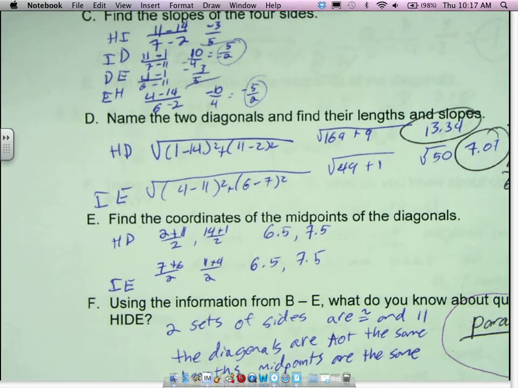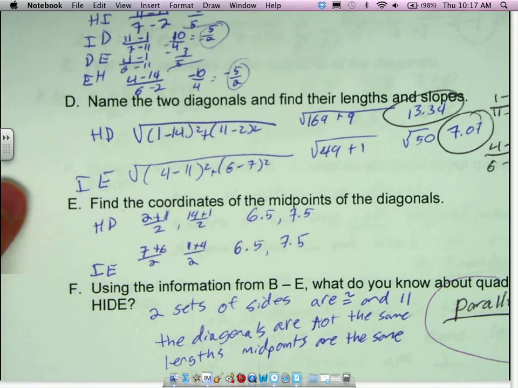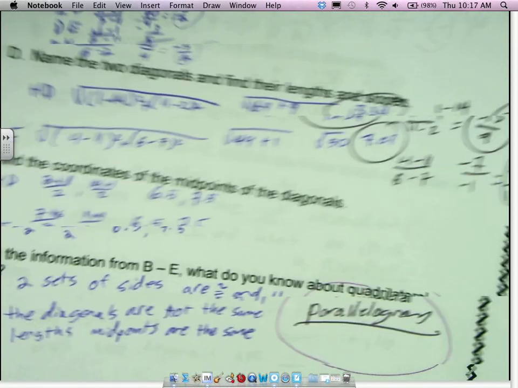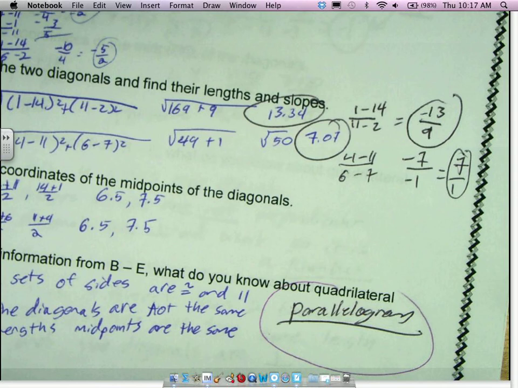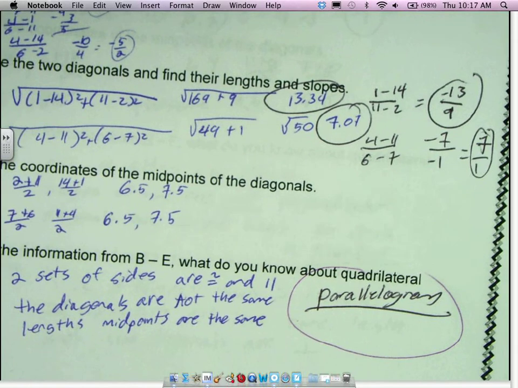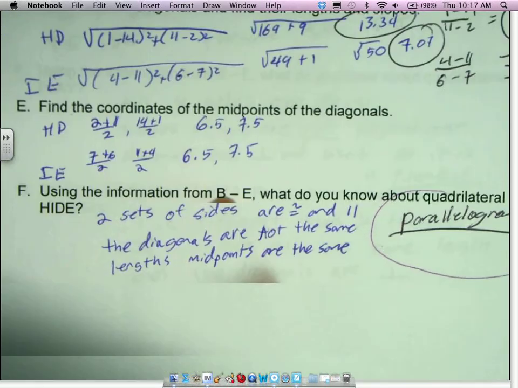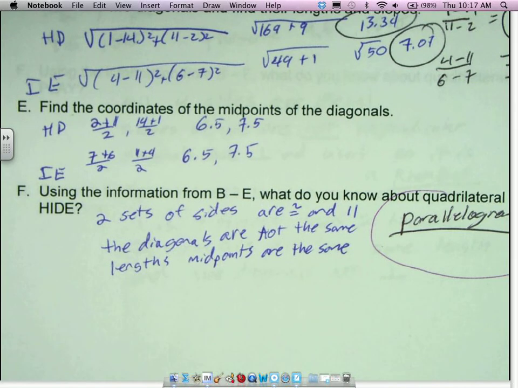The length of HD was 13.34, and the length of IE was 7.07. They were not the same. The slopes were completely different: -13/9 for HD and 7/1 for IE. The midpoints were the same for them. HD was 6.5 and 7.5, and IE was 6.5 and 7.5.